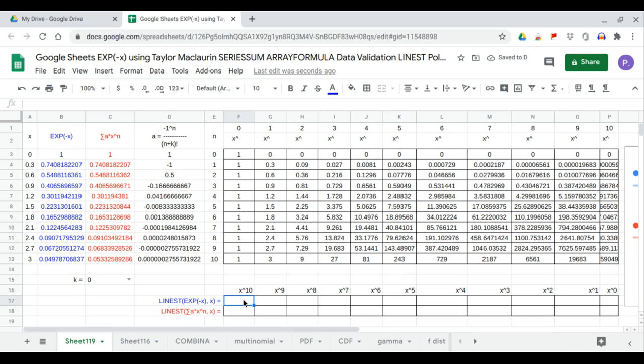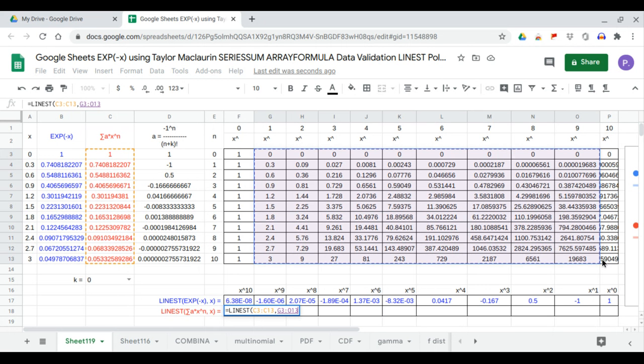Now we can use LINEST. So LINEST data y and data x. So we have the regression coefficients of the function itself. We can continue with the Taylor-Maclaurin series sum. So LINEST of the Taylor-Maclaurin series expansion and data x.